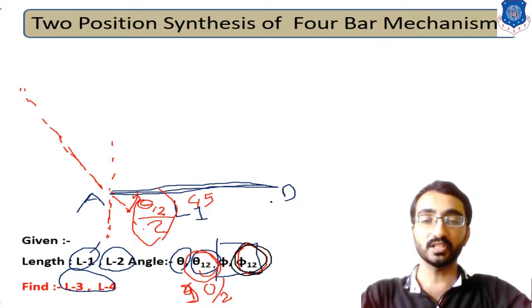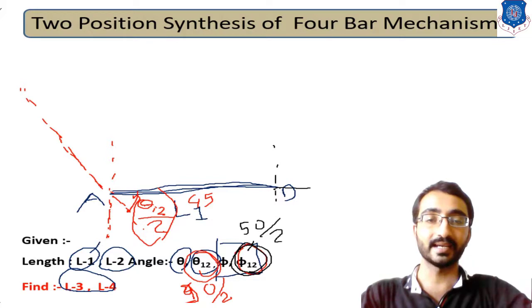Okay, the similar procedure you have to follow: if phi 12 is given as, for example, 50, then you have to consider phi 12 by 2, that is 50 by 2, and this angle is measured with respect to this inclined line, this base horizontal line. Over here, consider this one as your phi 12 by 2.